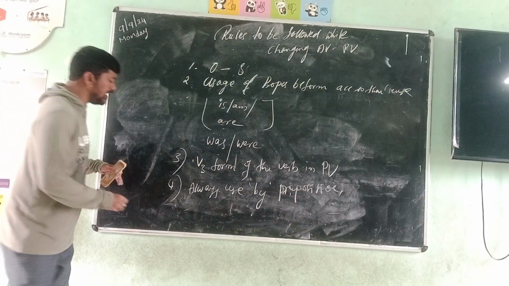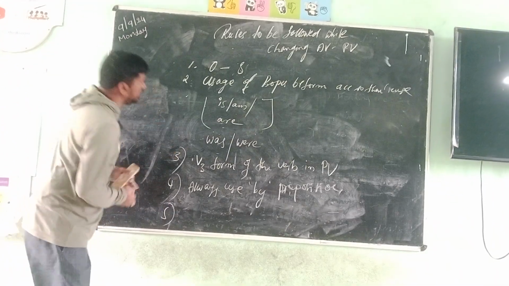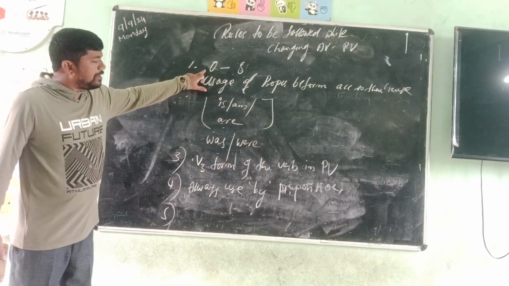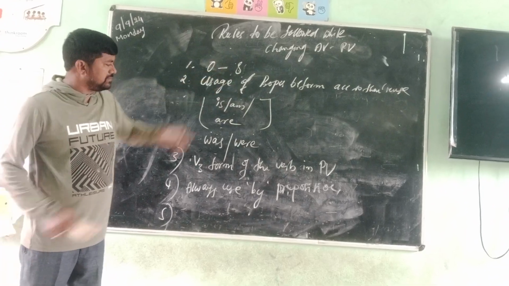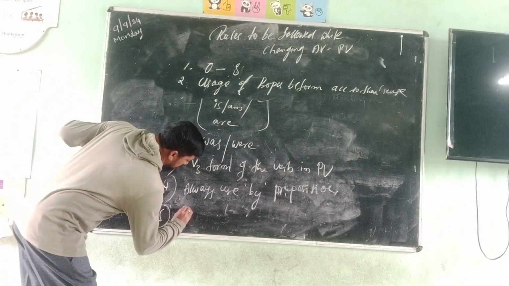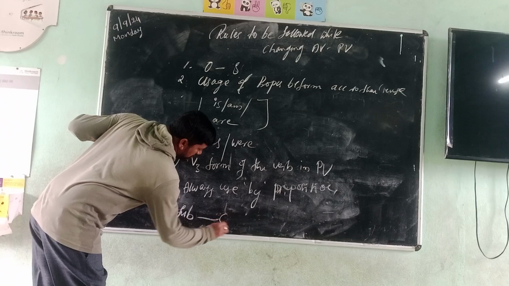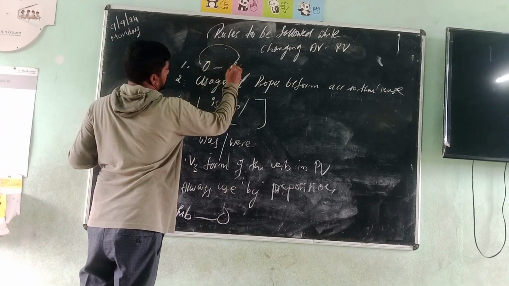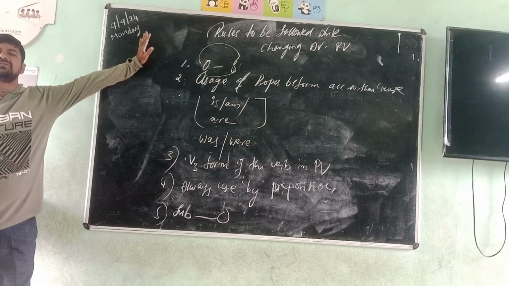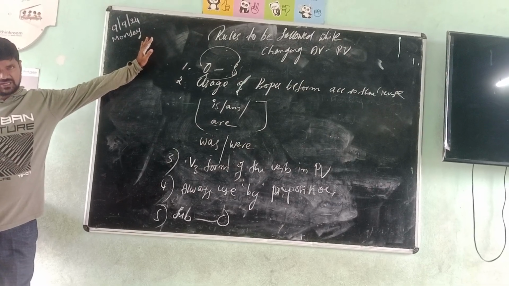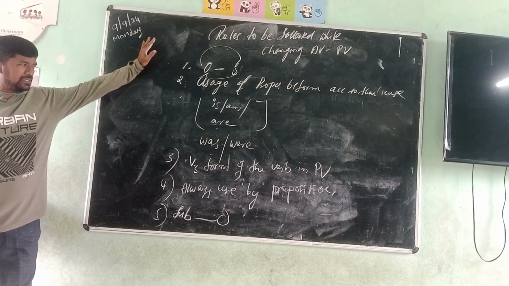Finally, we have come to the fifth and final rule. What is the first rule? The object of AV should be changed into the subject of PV. Reverse. Here, the subject should be changed into the object, which means it goes in reverse. So these are the rules that everybody should follow while changing a sentence from AV to PV.